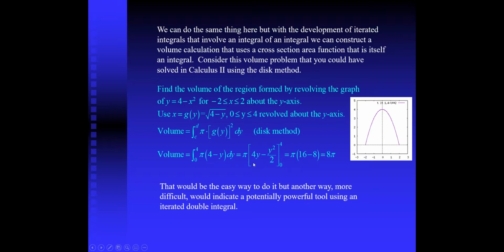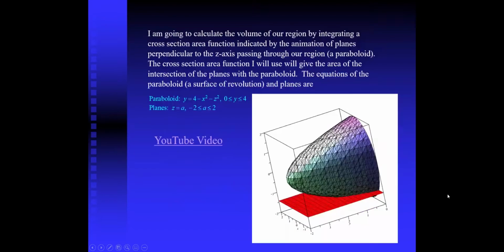Pretty simple integration. I even put in all the steps here. You get 8 pi for the volume of that solid of revolution. That would be the easy way to find the volume of this particular solid. What I want to show you is a hard way to find the volume that shows you how you can find all kinds of volumes using an iterated double integral.